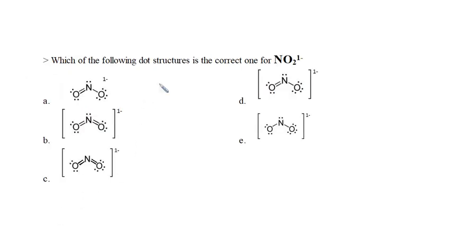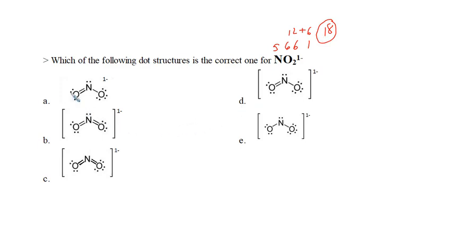Which of the following is a dot structure correct for NO2, 1 minus? Let's analyze NO2, 1 minus. 5 valence electrons, we have 2 oxygens, plus 1 bonus one here. So it's 12 plus 6, or 18. So we have to find the one with 18.